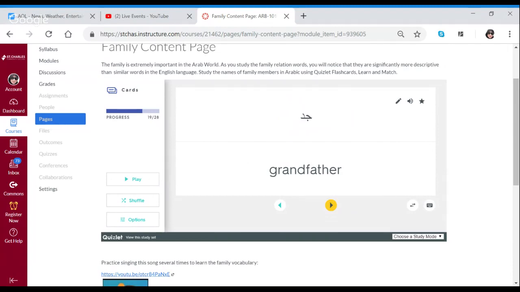Next, Jed. Jed means grandfather. For grandmother, we just add ta marbuta to the end, and it becomes Jeddah. Jeddah, grandmother. Good. Next, Zoj. Zoj means husband. Zoja is wife.